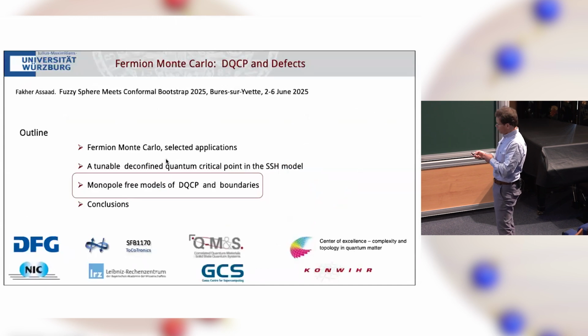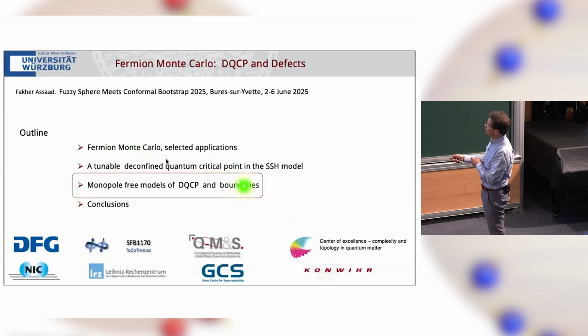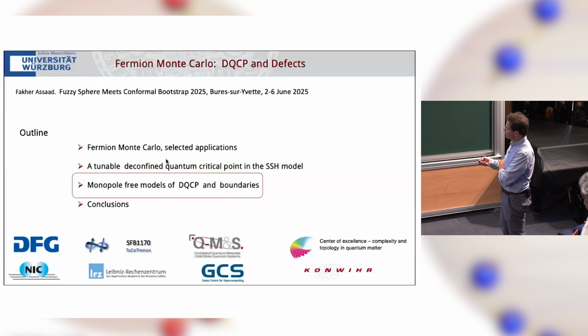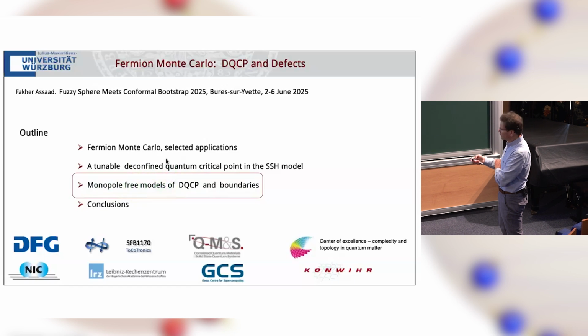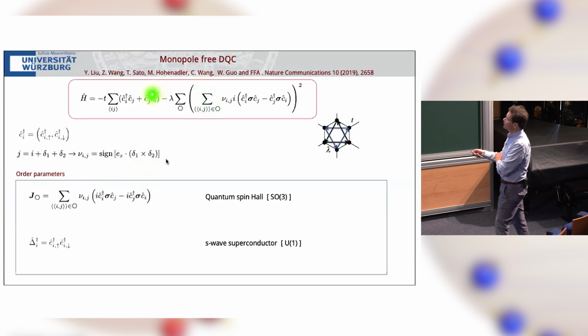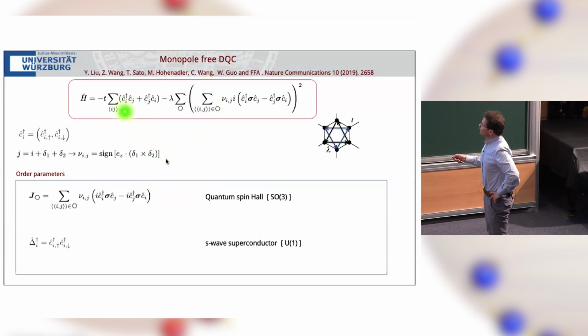Now what I'd like to do is talk about boundaries. This is very new, and I don't know so much about it. I'm learning every day. But I'd like to start with a model to review some very old results on a model of a DQCP. So this is the monopole-free DQCP model. Let me talk you through this model.